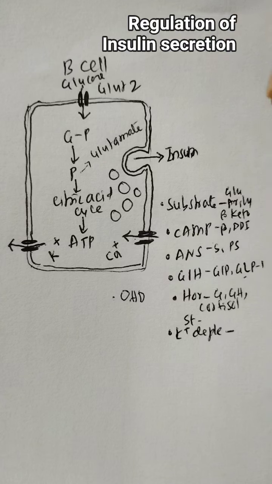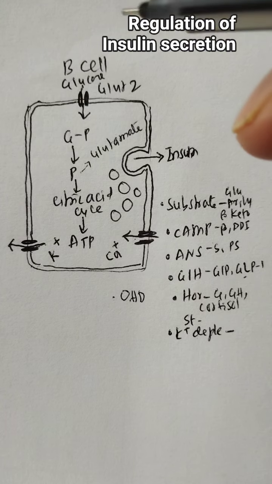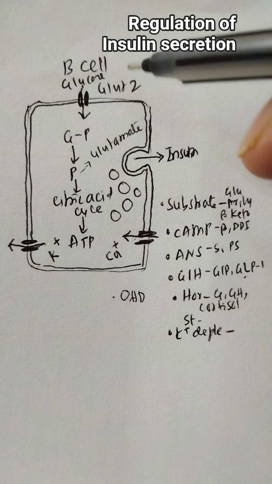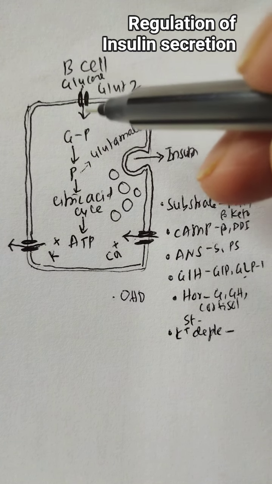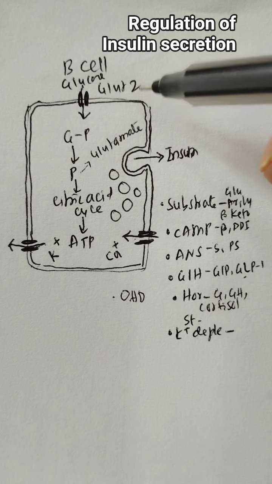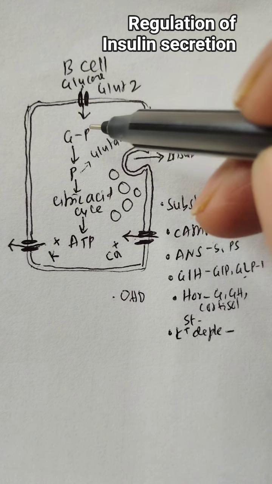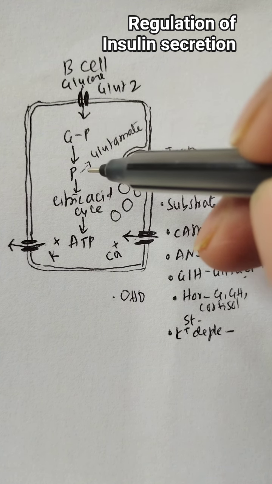Hello everyone, here we'll learn how insulin secretion is regulated. Whenever there is an increase in the glucose levels, glucose enters into the beta cells through the GLUT2 receptors, and the glucose is phosphorylated to pyruvate.